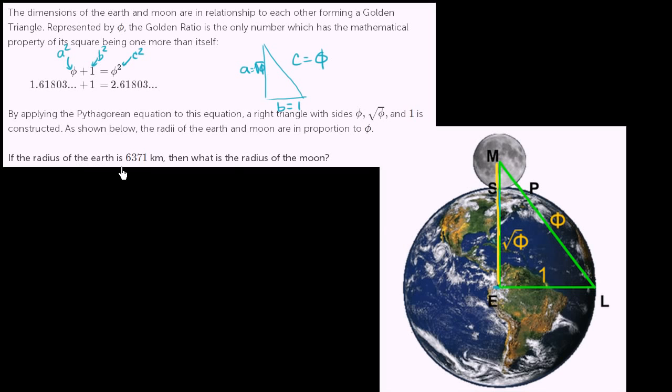If the radius of the Earth is 6,371 kilometers, then what is the radius of the Moon? So let's actually redraw this triangle here, but let's draw it in terms of kilometers. Right over here, the measurements are in terms of Earth radii. This right over here is 1 Earth radius. If this is 1 Earth radius, then the entire distance, the combined radii of the Moon and the Earth, is square root of phi Earth radii. And the hypotenuse of this triangle is phi Earth radii. So this is in terms of Earth radii.